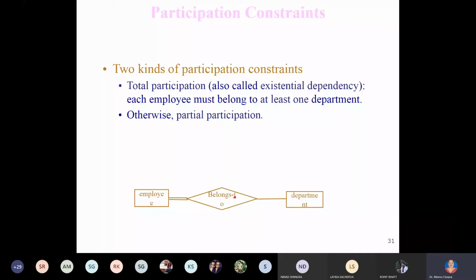A department can have no employee. Fine, that can be possible, but all the employees must belong to a department. So that is why it is total participation of the employee towards the department. Every employee belongs to one department, at least one. Otherwise, it is partial.